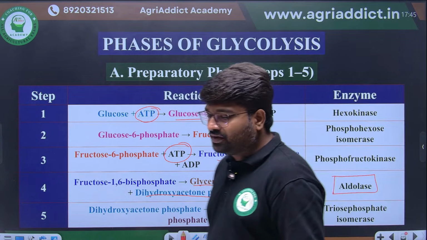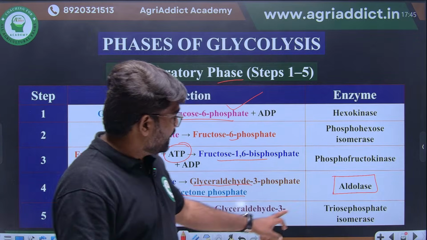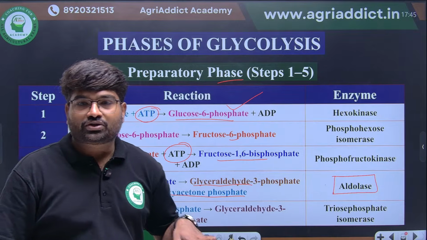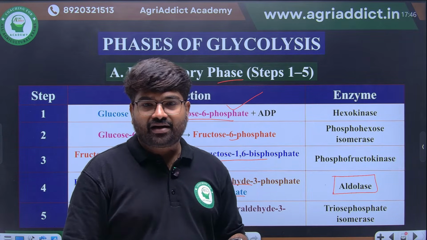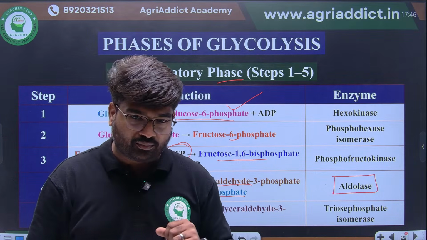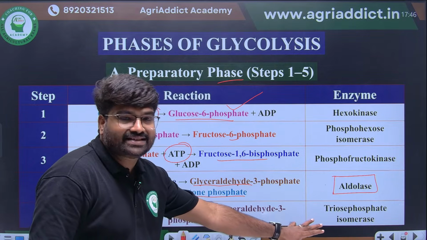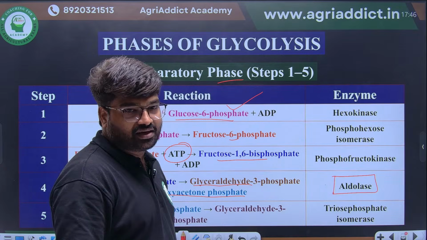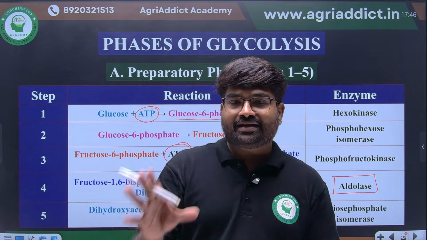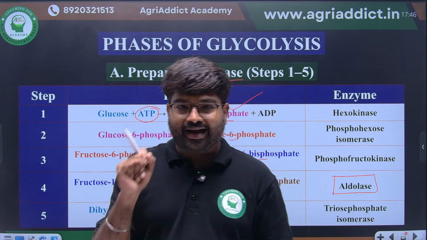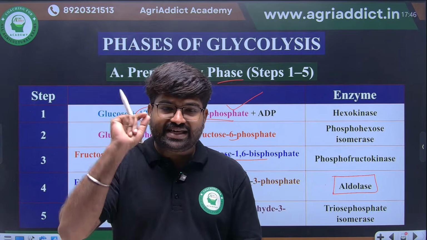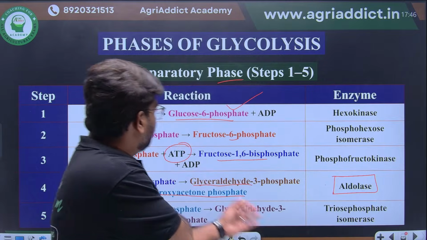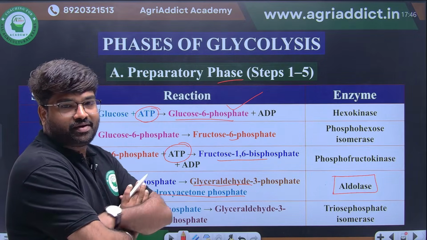This is a JRF 2019-2021 question. Aldolase is the enzyme responsible for cleaving fructose 1,6-bisphosphate to glyceraldehyde 3-phosphate and dihydroxyacetone phosphate. Then the isomerase enzyme will act and convert dihydroxyacetone phosphate to glyceraldehyde 3-phosphate. So glyceraldehyde 3-phosphate will be formed at the end of the preparatory phase. In the preparatory phase, 2 molecules of ATP will be utilized.